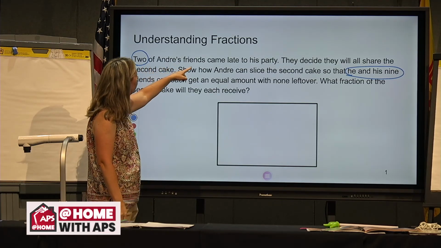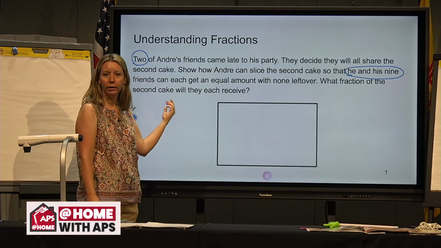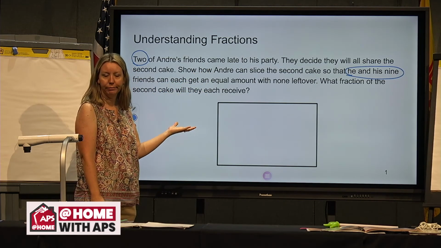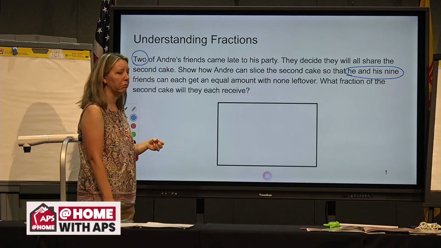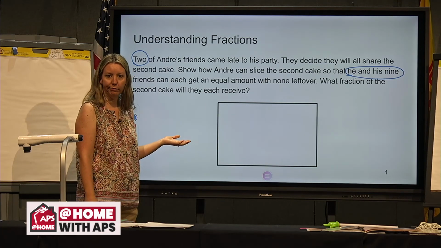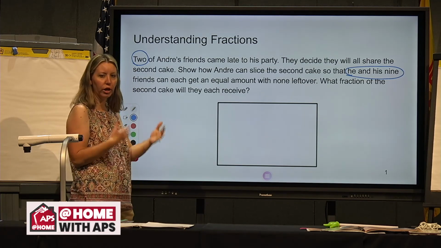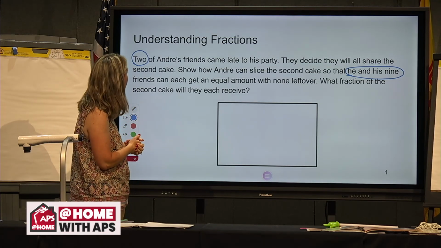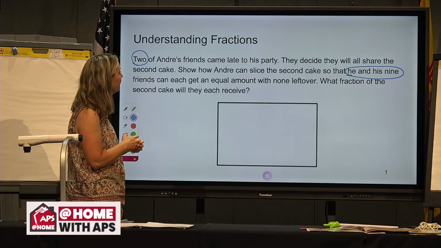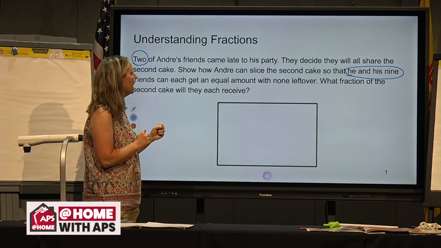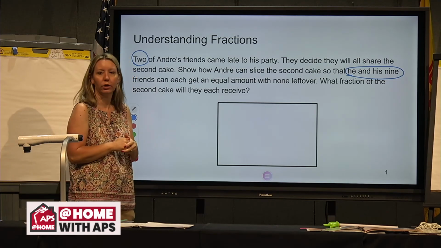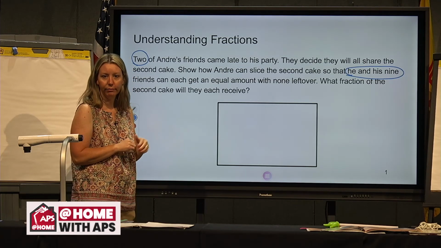2 of Andre's friends come late to his party. Are we being asked to do anything there? Nope. They decide they will all share the second cake. Are we asked to do anything there? Not yet. It's still just information given to us. Show how Andre can slice the second cake so that he and his 9 friends can each get an equal amount with none left over. Are we being asked to do something there?